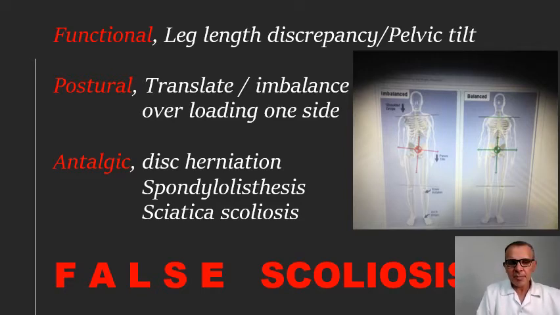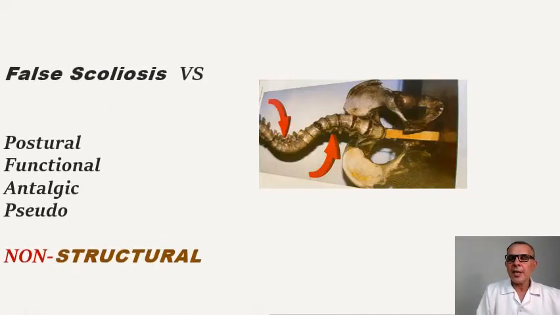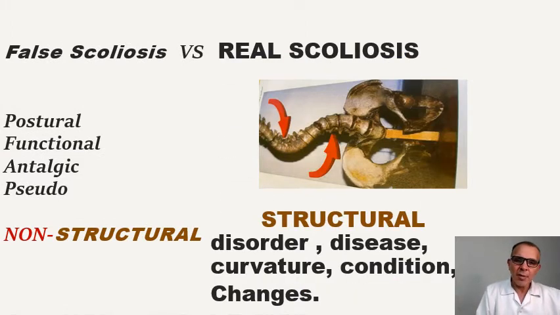All these different types of false scoliosis you need to recognize in order to offer the proper diagnosis and the proper management. The main basic difference between false scoliosis and real scoliosis, as we discussed before, is that this is non-structural scoliosis versus the real scoliosis, which is a structural disorder or curvature condition that has changed in the frontal plane, sagittal plane, and horizontal plane. The rotation or the torsion of the vertebral body, it's a 3D, actual structural disorder that we can call scoliosis.